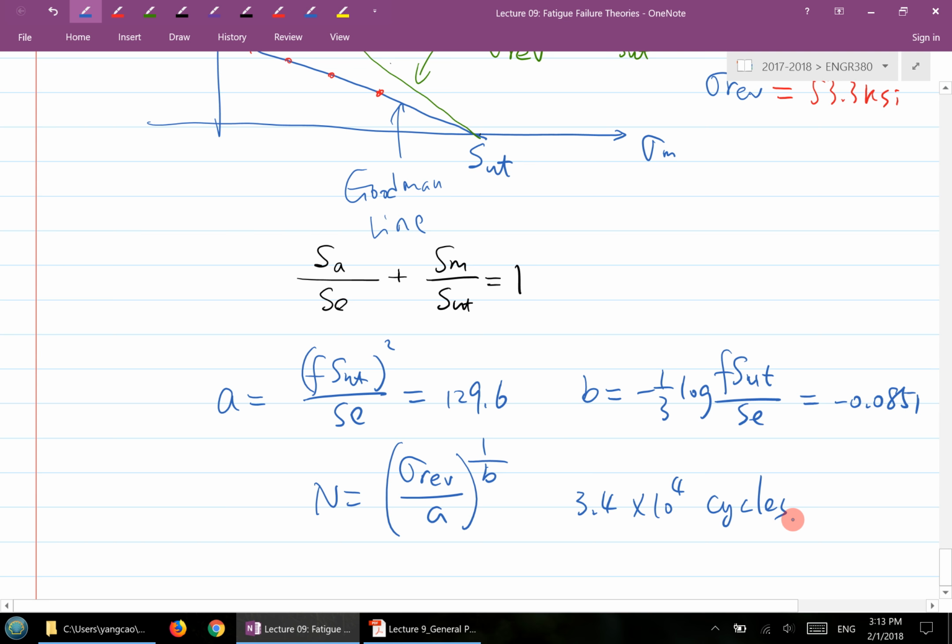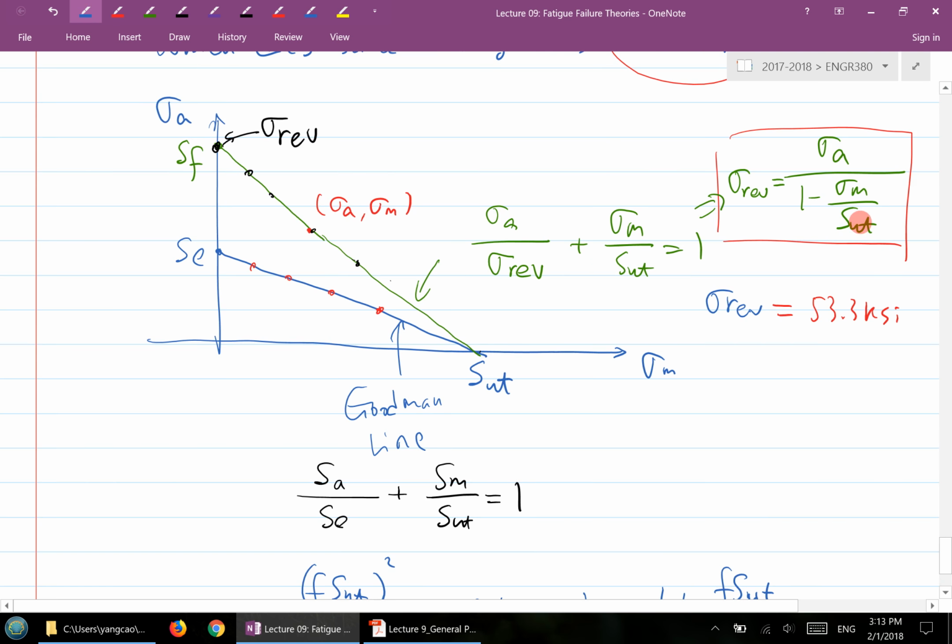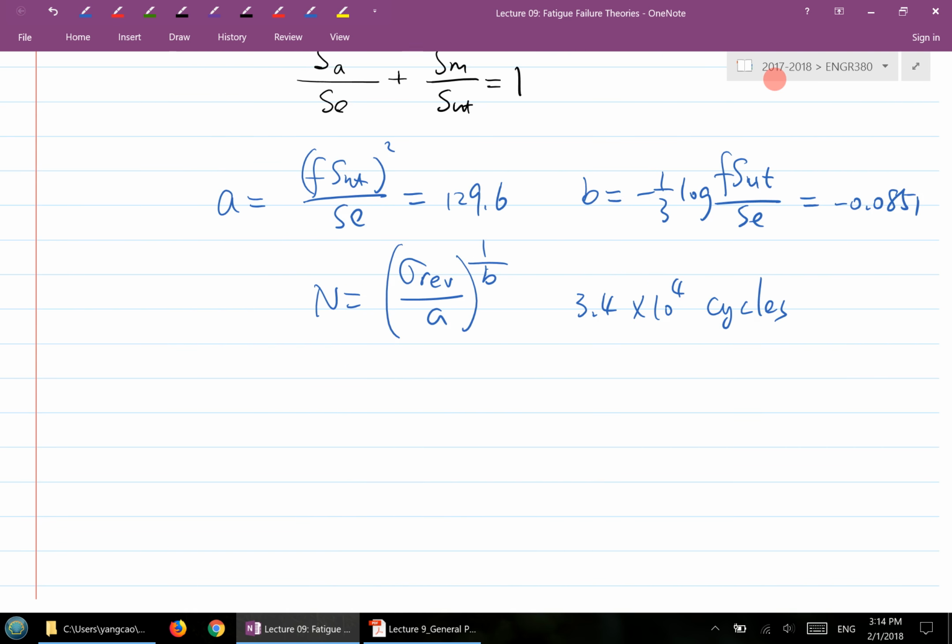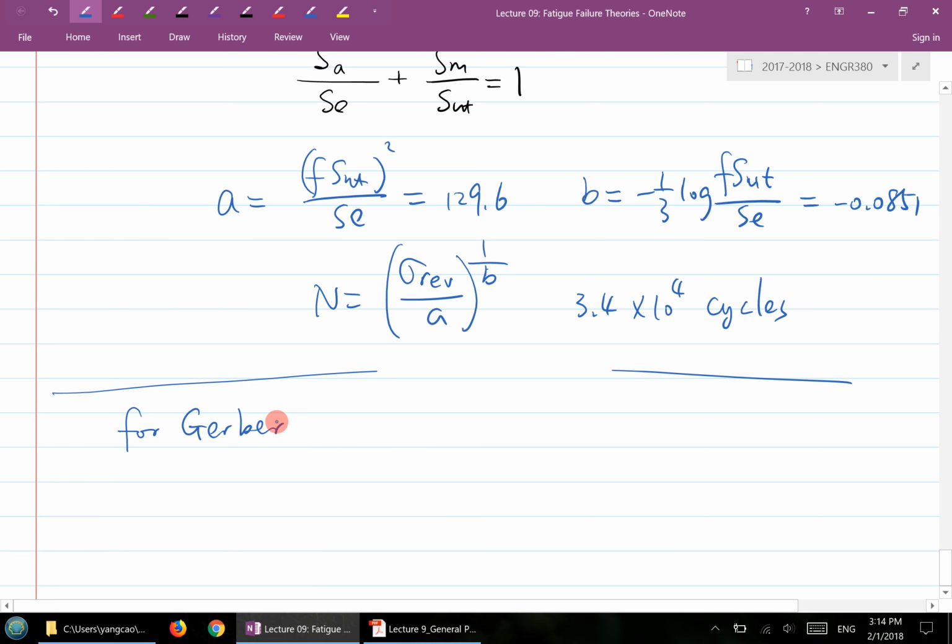Very good. Yes. Does that equation for the sigma REV only work for Goodman? You can use a similar approach if, let's say, you're using Gerber. I'll leave the derivation to you. If you're using Gerber, your sigma REV will actually be this formula.